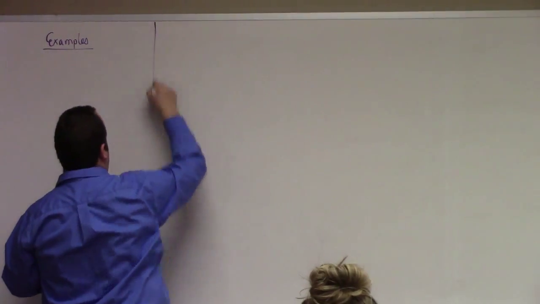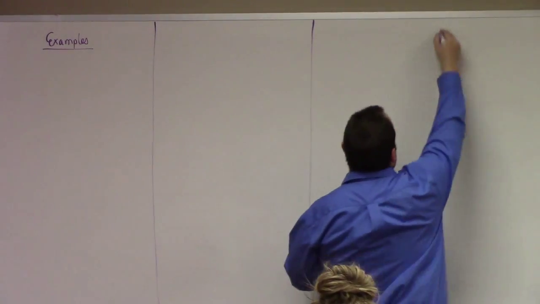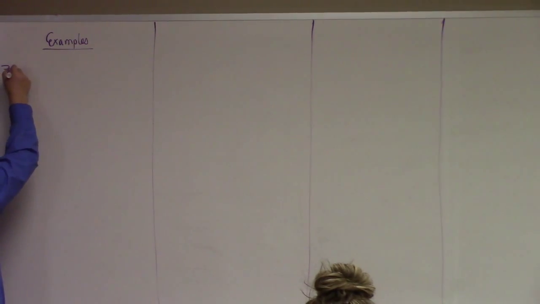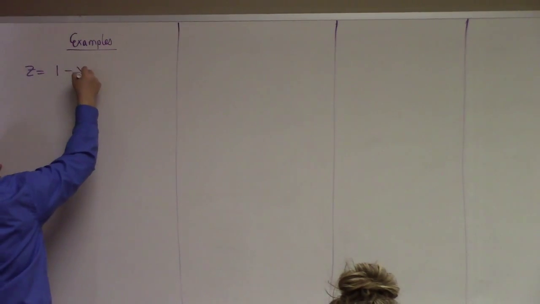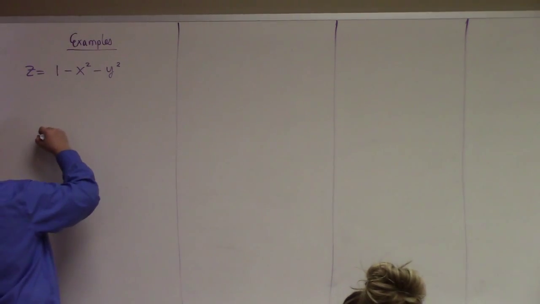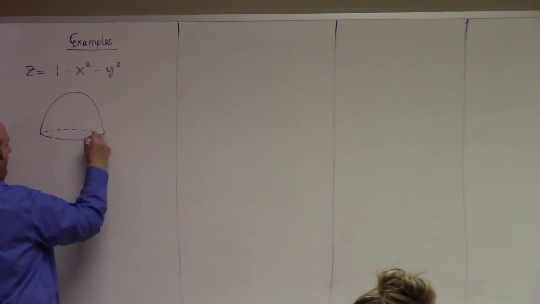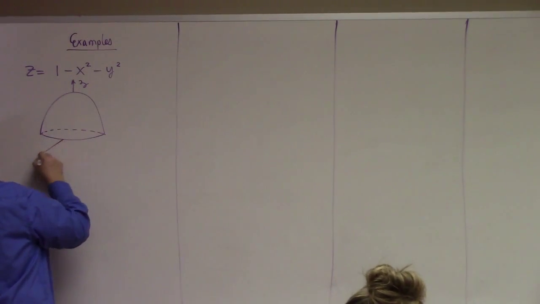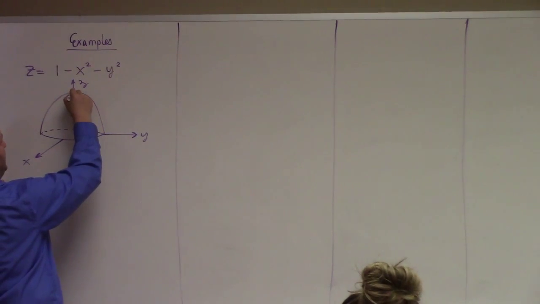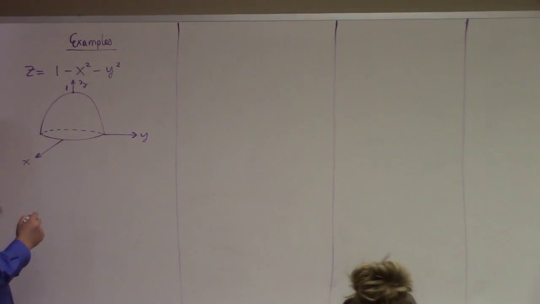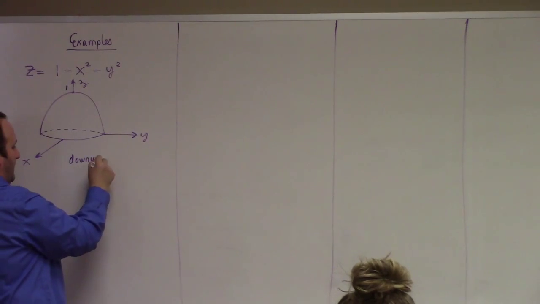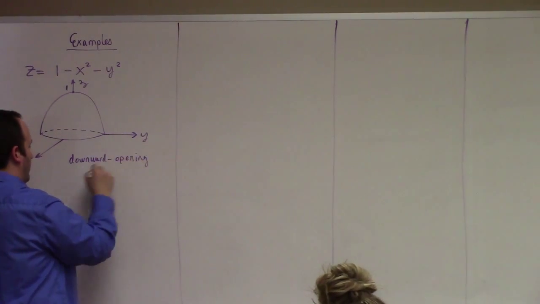So let me just try to draw myself some dividing lines. The first example will be z equals 1 minus x squared minus y squared. What this looks like, guys, is basically a mountain. Here's the z-axis, here's the x-axis, here's the y-axis. If you graph this thing, it looks like this. And this z-intercept is 1. This is what's known as a downward opening paraboloid.